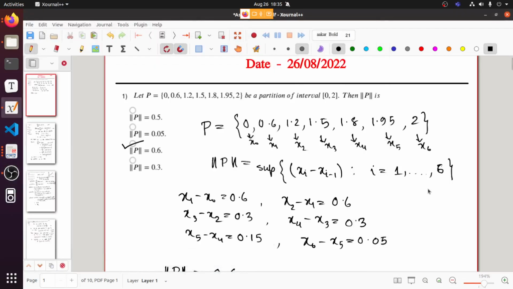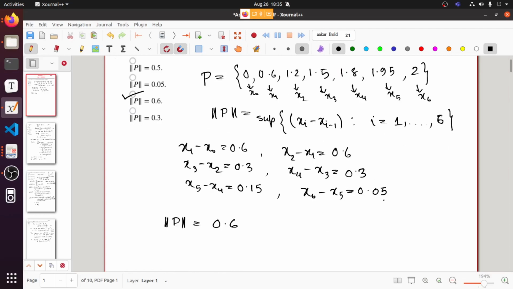So how is the norm of a partition defined? It is the supremum of xi minus xi minus 1, the supremum over the sub-intervals of the partition, i equals 1 to 6. Now calculate the difference between xi and xi minus 1. x1 minus x0 is 0.6, x2 minus x1 is 0.6, x3 minus x2 is 0.3, x4 minus x3 is 0.3, x5 minus x4 is 0.15, and x6 minus x5 is 0.05.